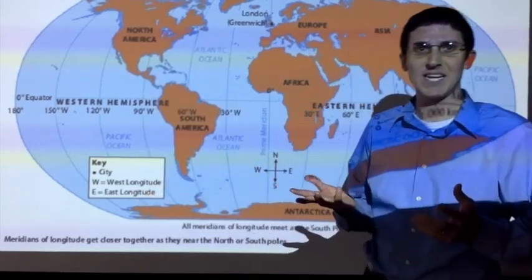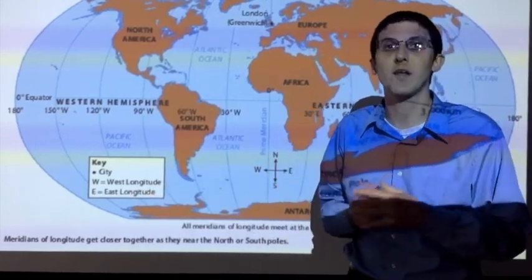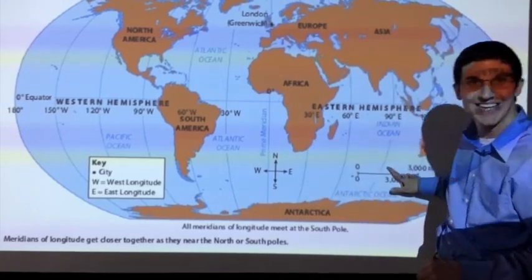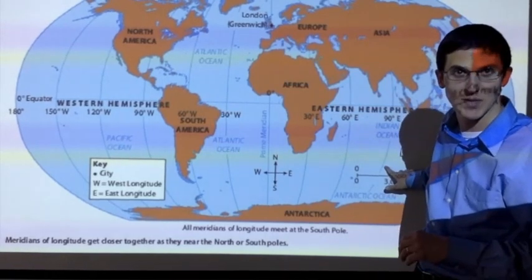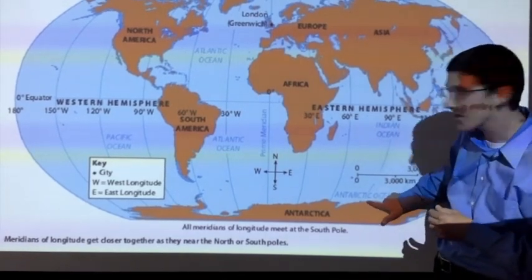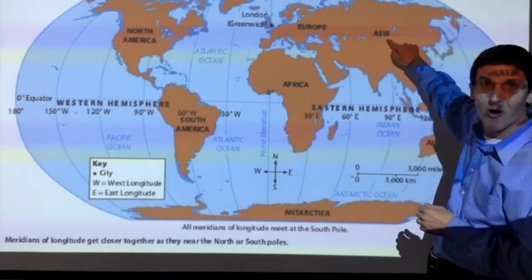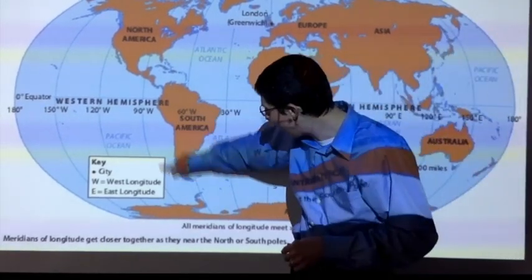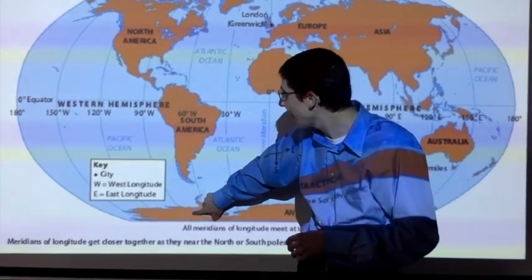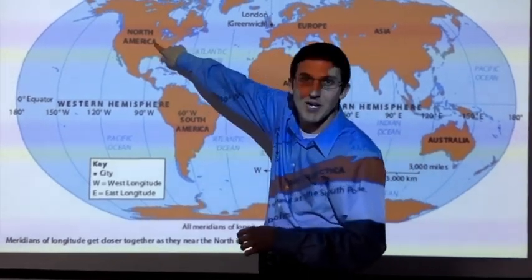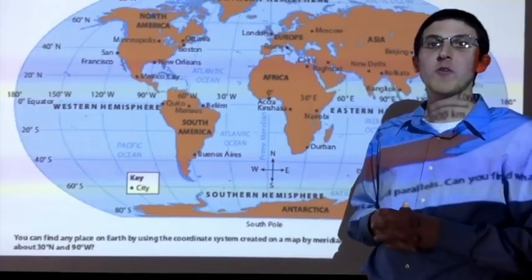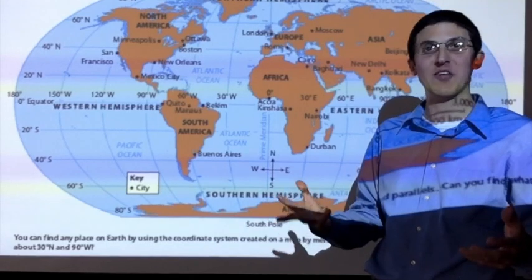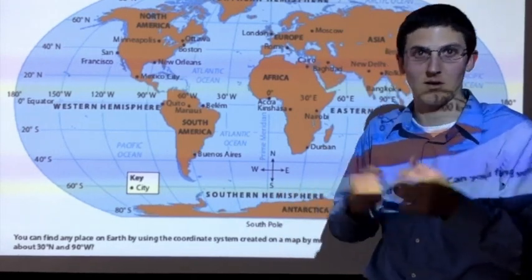But here again, we see the problem with only knowing one piece of information. If I'm 90 degrees east in my longitude, I could be in Antarctica or all the way up here in Asia. Likewise, if I'm 90 degrees west, I could again be in Antarctica or all the way up here in North America. It's only when you use both latitude and longitude that you get a coordinate or a point on a map.